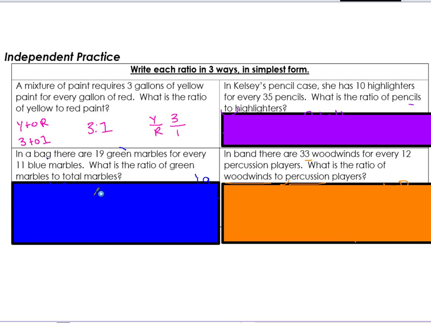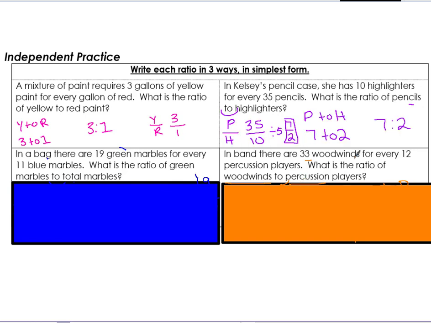Problem number 2. In Kelsey's pencil case, she has 10 highlighters for every 35 pencils. What is the ratio of pencils to highlighters? Make sure you're underlining and showing your work. If you have to simplify, make sure you are also simplifying. Go ahead and pause the video, solve it, and then verify your work.